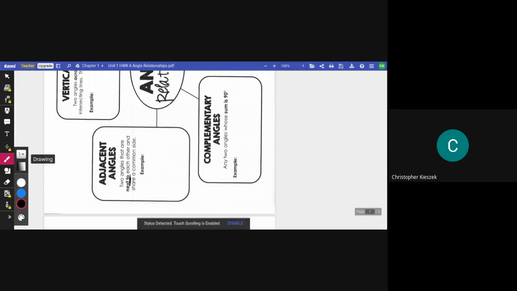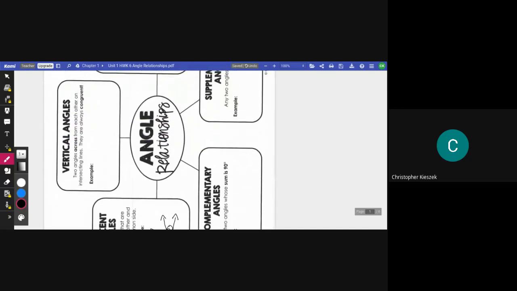Oh, I'm sorry, adjacent angles. So what are adjacent angles? Well, think of the word adjacent. Adjacent means next to. So adjacent angles are two angles that are next to each other and share a common side. So an example drawing that would look like this is something like this. 1, 2. These two angles right here are adjacent to each other because they are attached to a common side.